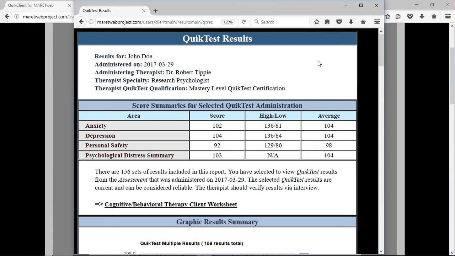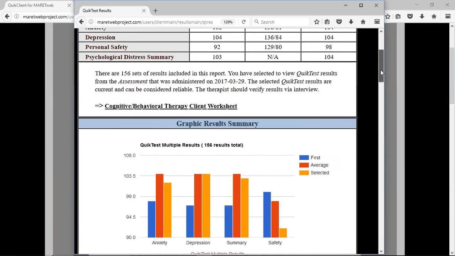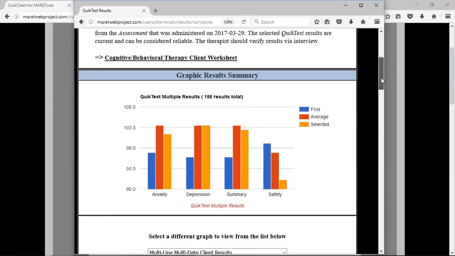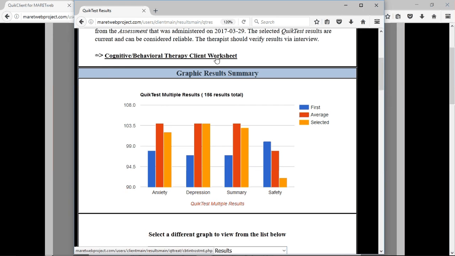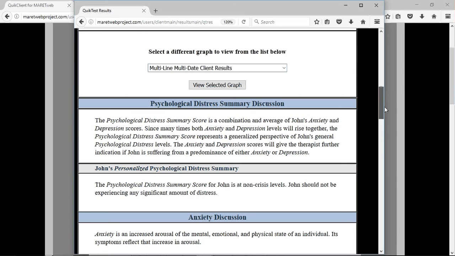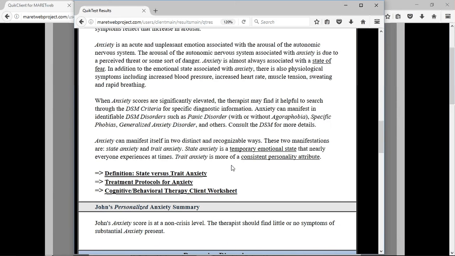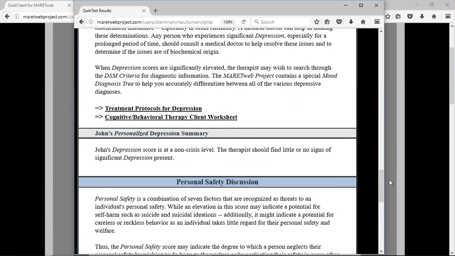But it's on the QuikTest results. I've put it there because it really relates to QuikTest. I might put it somewhere else in the documents or wherever later, but really depression and anxiety really is cognitive behavioral territory. So it's here, and it's also down underneath anxiety, cognitive behavioral therapy client worksheet, and under depression, same place.